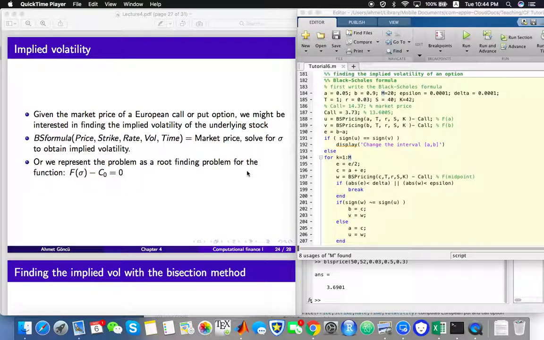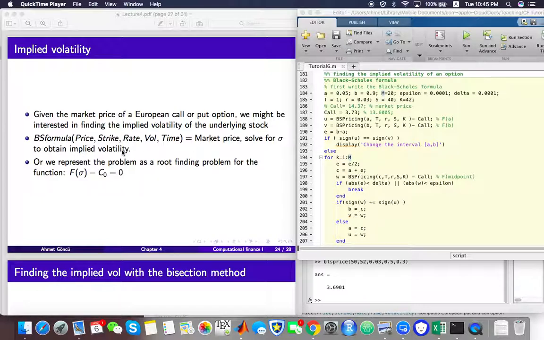Okay, so one of the things that we can do now is use the bisection and Newton's algorithms to find the implied volatility of an option. Basically, we can observe the option prices in the market, and given the market prices, the question is, what's the implied volatility so that the Black-Scholes formula matches the given market price? So this can be handled.